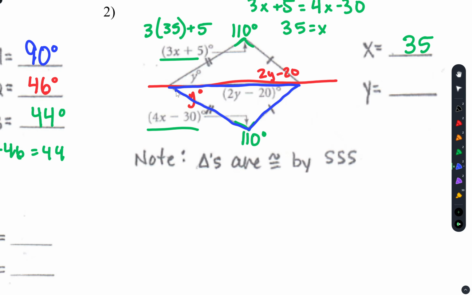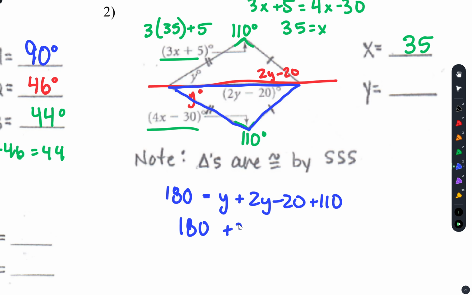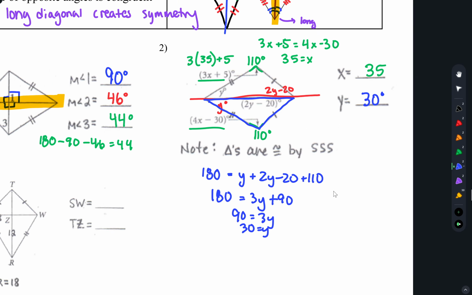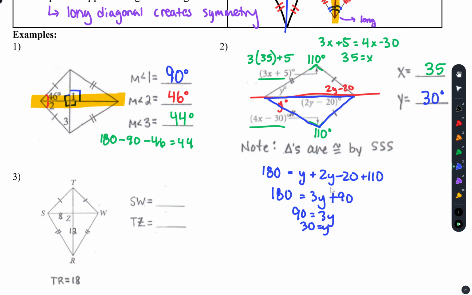We're going to use our triangle properties that say 180 equals y plus 2y minus 20 plus 110. We get 180 plus 3y, equals 3y plus 90, or 90 equals 3y, or y equals 30. Amazing. Any questions on that? One more and then we're done.